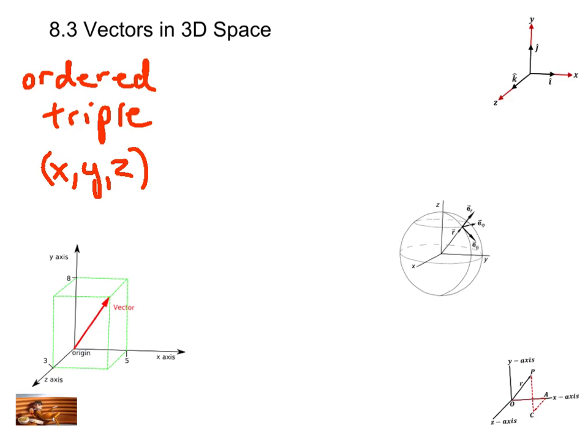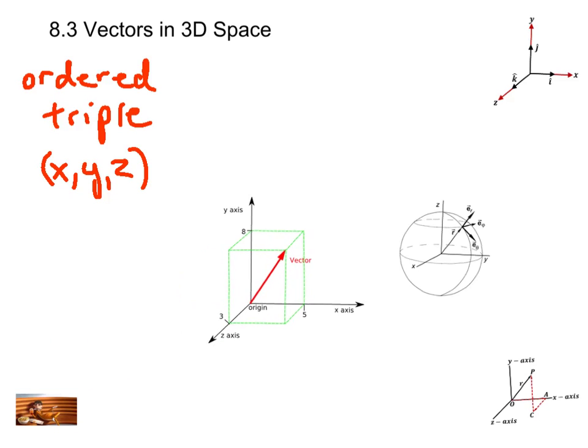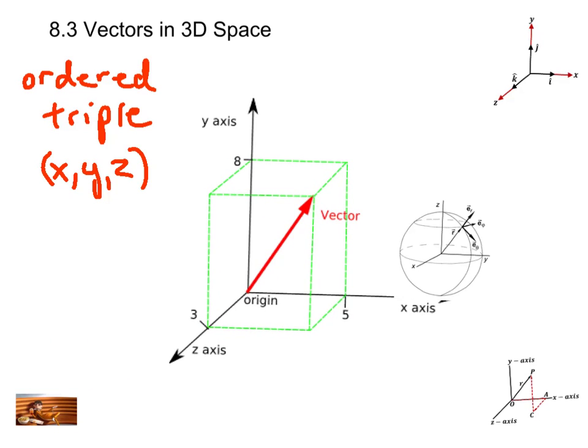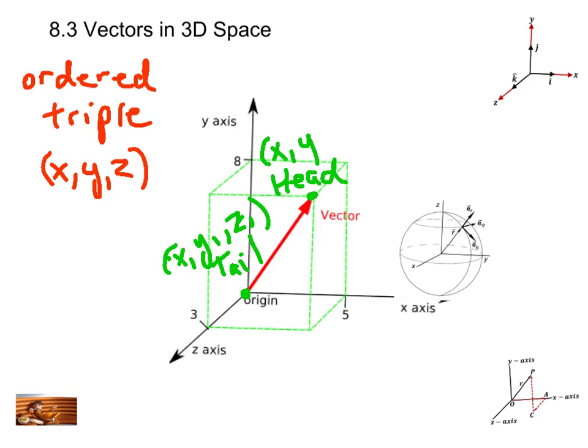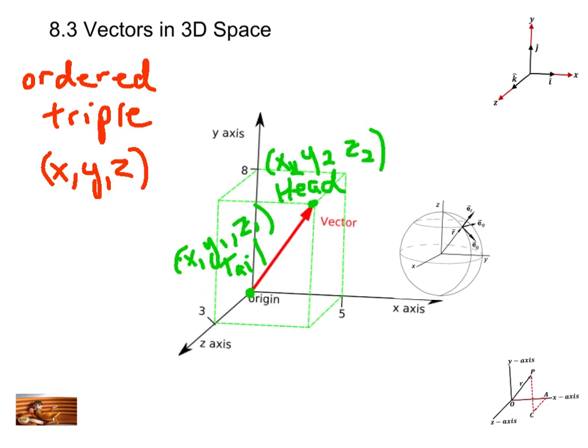If you remember from before, let's do this. This right here is the tail, and this right here is the head. I want to call the tail x1, y1, z1, and the head we're going to call x2, y2, z2. You start at the tail, you end at the head. So we'll call the tail 1, 1, 1, and the head 2, 2, 2.